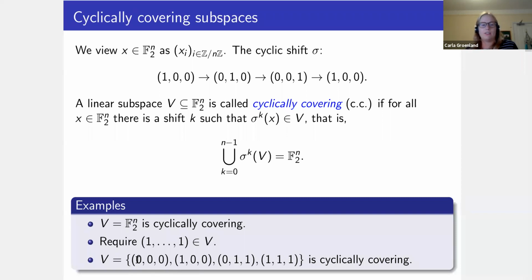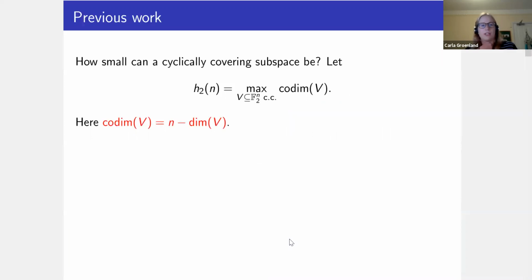So we see that we've covered the vector 0, we've covered all the vectors with one 1, all the vectors with two 1s, and we've also covered the vector with three 1s. So everything is covered here, and this has dimension 2. Okay, so what we'll be interested in actually is how small can we make this?